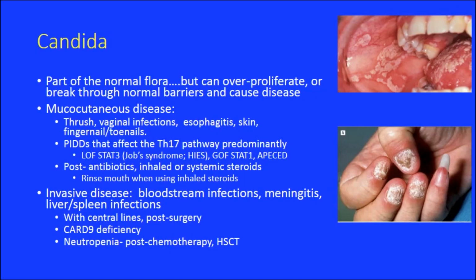So we see it a lot in people with loss of function STAT3, which is Job syndrome or hyper IgE syndrome, and gain of function STAT1, APASED, and there are a lot of sessions on APASED yesterday and today. And then just commonly for a lot of people with primary immune deficiency, because a lot of people with primary immune deficiency end up on antibiotics, or on inhaled steroids or on systemic steroids like prednisone, and all those things can make you have more trouble with Candida, for instance, in the mouth or in the skin.